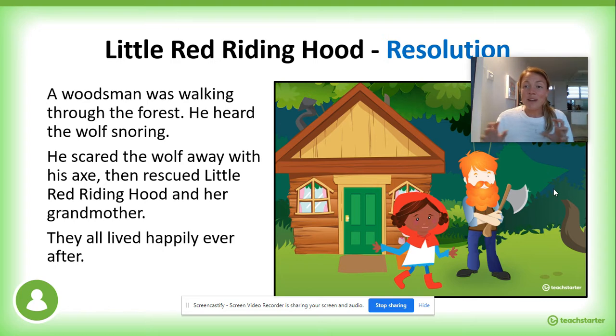And we know in Little Red Riding Hood what they've done in their story is introduced a hero. Someone comes along to save the day. So maybe you might introduce a hero in your story to come along and help your characters out with their problems. So I'll read you the resolution. A woodsman was walking through the forest. He heard the wolf snoring. He scared the wolf away with his axe and then rescued Little Red Riding Hood and their grandmother, and they lived happily ever after.